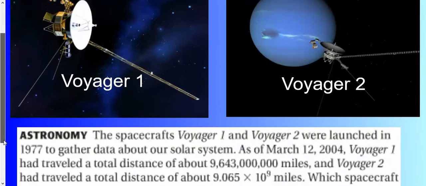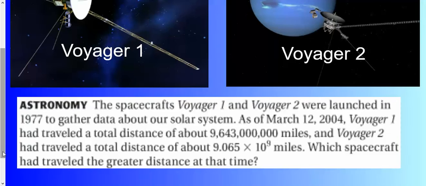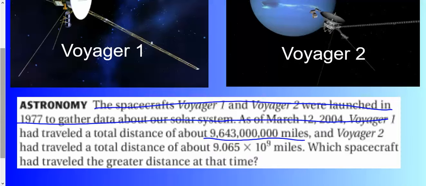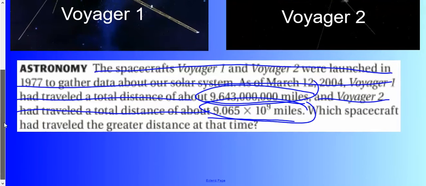And then here's a word problem. It says we got some satellites here. Spacecrafts Voyager 1 and Voyager 2 were launched in 1977 to gather data about our solar system. None of this information is relevant for us solving our question. As of March 12, Voyager 1 had traveled a total distance of this many miles. Okay, again, the date really doesn't matter. And Voyager 2 had traveled a total distance of this many miles. Again, all that stuff is irrelevant except for just the distance. Which spacecraft traveled the greater distance at that time? So all this question says is which one of these two numbers is bigger? So we had all those words for a very simple question.